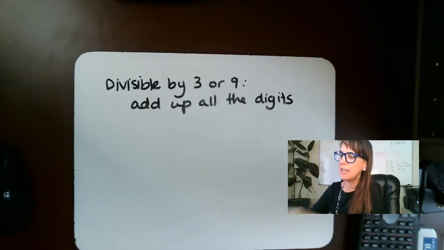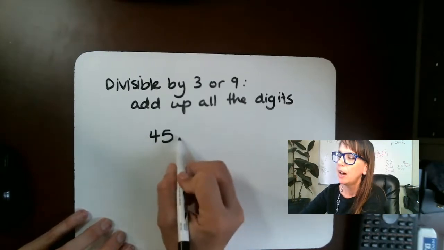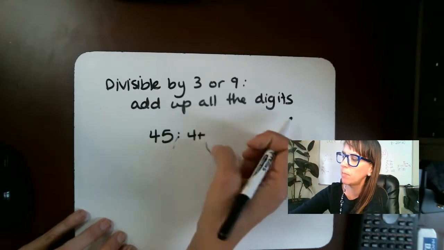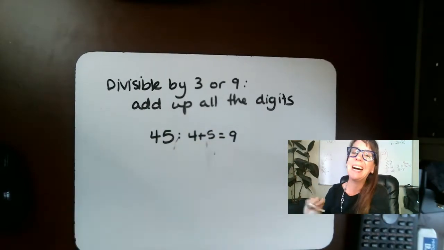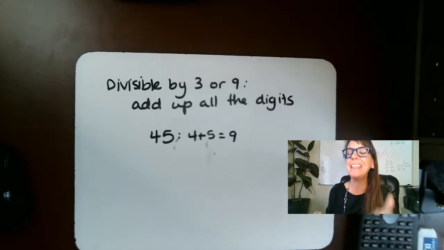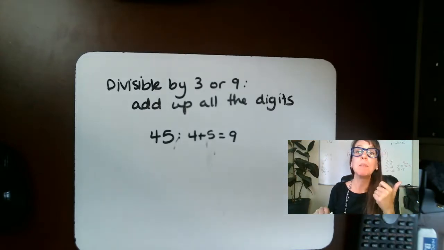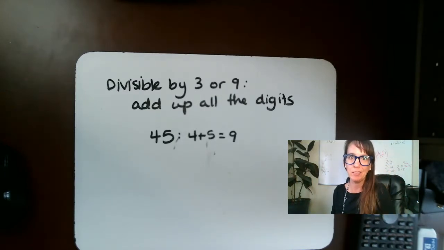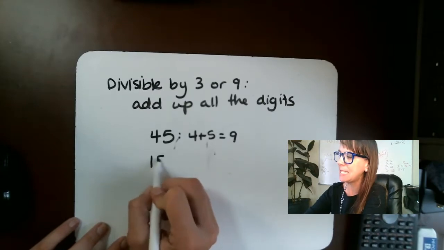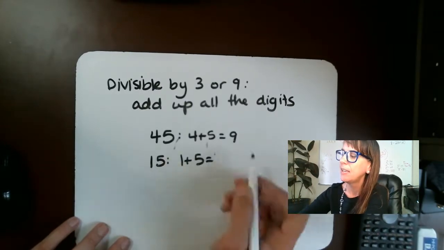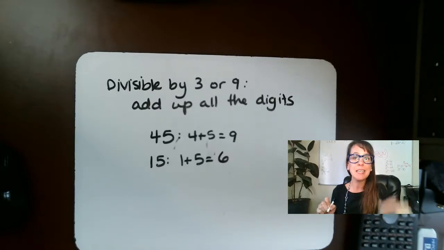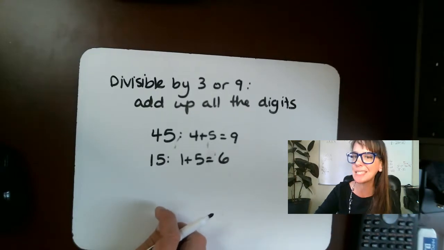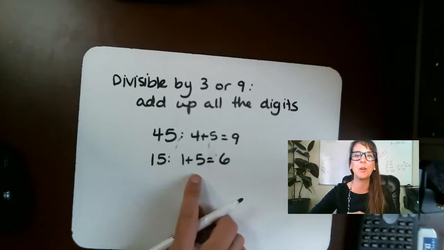What that means is that if you have 45, for example, that's 4 plus 5, which equals 9. Folks, does 3 go into 9? Yes. Then 3 is going to go into 45. Does 9 go into 9? Yes, then 9 is going to go into that number as well. Something like 15: 1 plus 5 is 6. Does 3 go into 6? Yes. Therefore, 3 is going to go into 15. Does 9 go into 6? No. So 9 is not going to go into 15.